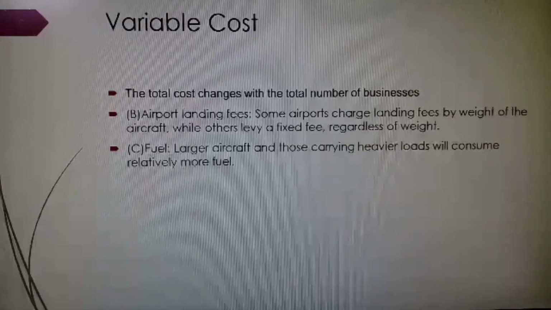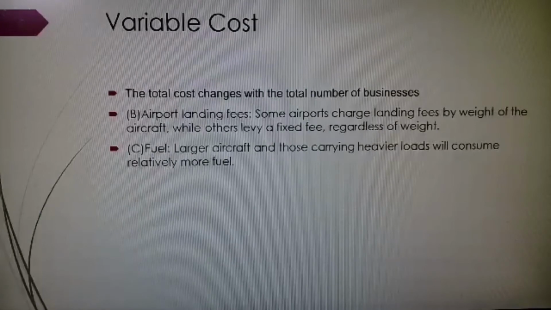The definition of variable cost is that the total cost changes with the total number of business. For questions B and C, if the company shuts down, it doesn't need to pay airport landing fees and fuel fees. So questions B and C are variable costs.